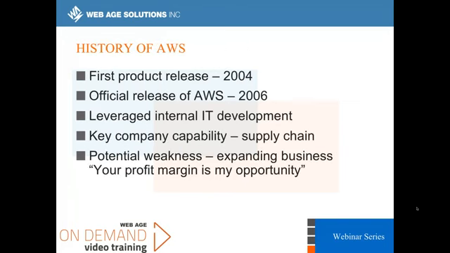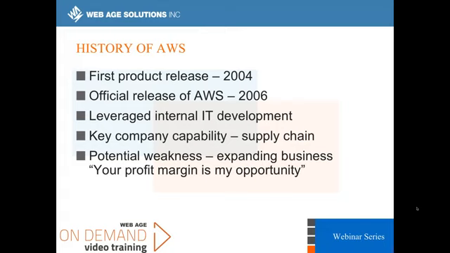So let's do a quick history of the various cloud providers. The oldest in terms of the public cloud is Amazon. The very first cloud product that Amazon released was called the Simple Queue Service. It was released in 2004. Officially, Amazon Web Services itself, named as AWS, started in 2006 with the release of the Simple Storage Service.